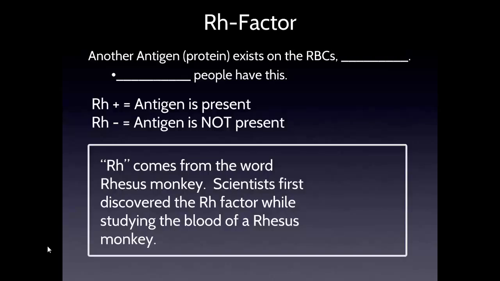Rh factor is just another protein, another antigen that's found on red blood cells. Some people have it, some people don't. If a person has it, we say that they're Rh positive. If they don't have those antigens, they're Rh negative. So if a person's blood type is O negative, it means the red blood cells don't have the A antigens, they don't have the B antigens, and they don't have this Rh antigen as well. It's not good or bad, it just is.